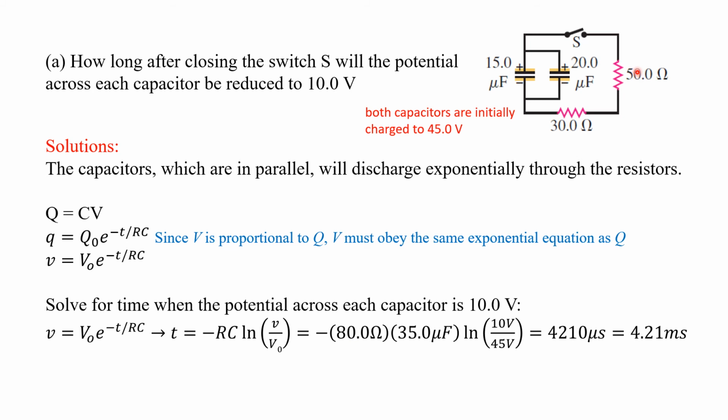So your RC is just 80 ohms, this is just in series, times 35 microfarads, which is the equivalent capacitance of these two parallel capacitors, times ln 10 volts over 45 volts, which is equal to 4,210 microseconds, or is equal to 4.21 milliseconds.